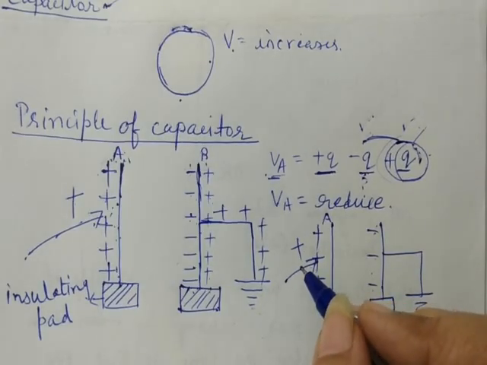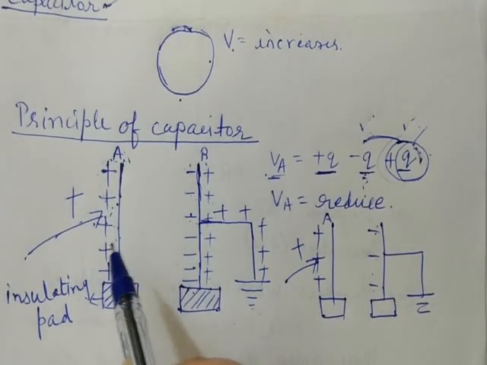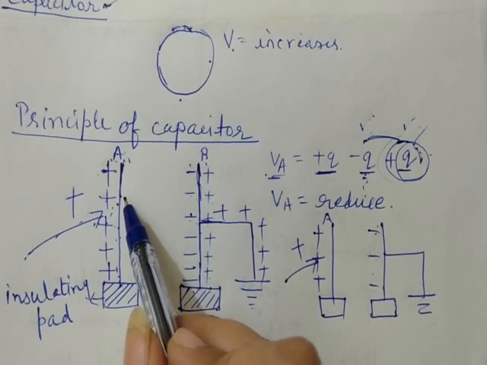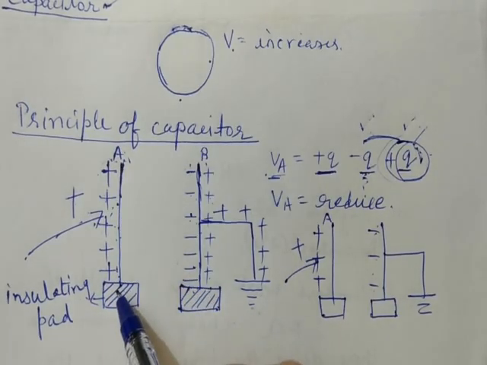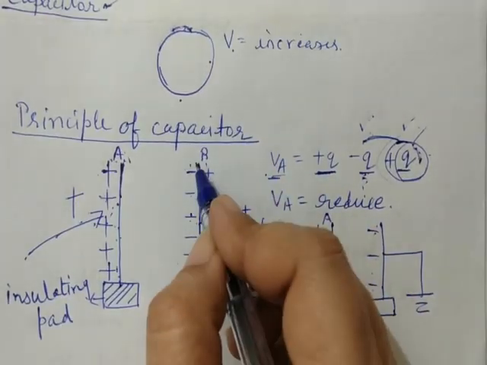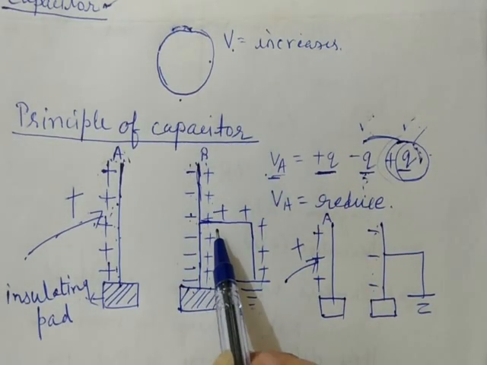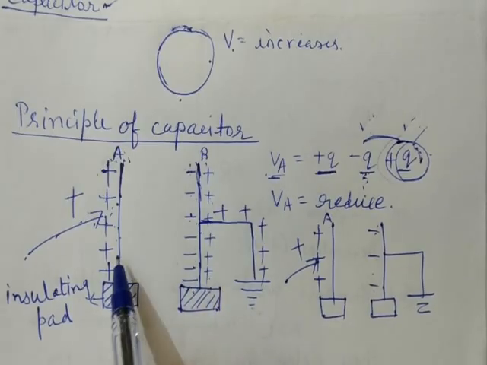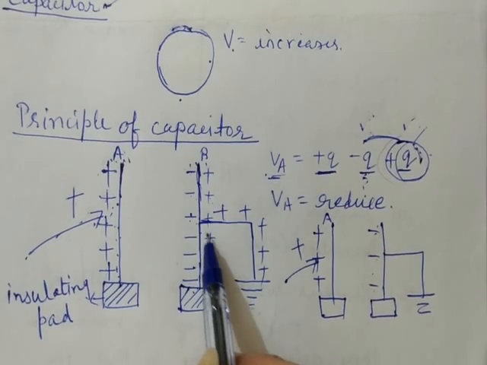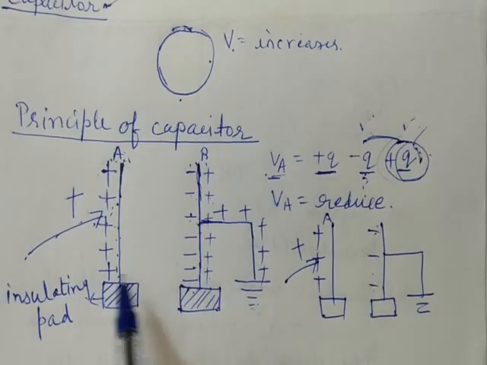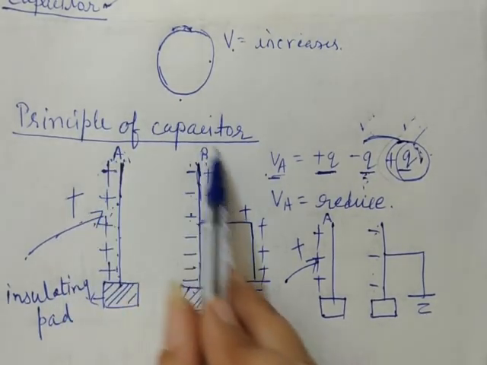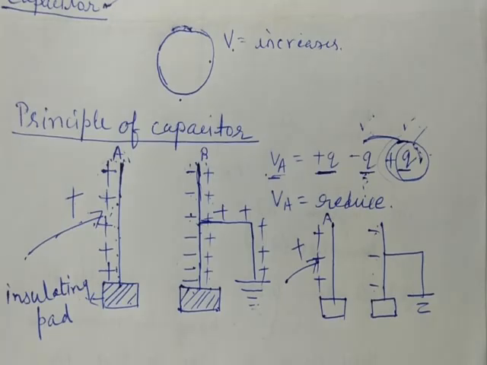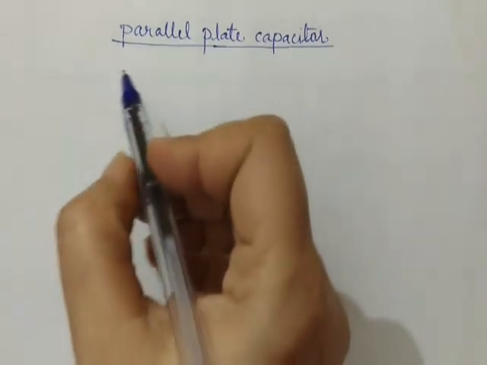So basically we can say that the capacity of a conductor or a conducting surface can be increased by placing another conductor which is uncharged and near to the previous conductor, and then connecting it to the earth. This combination is called a capacitor, a parallel plate capacitor. Generally, all the capacitors that exist are parallel plate capacitors.